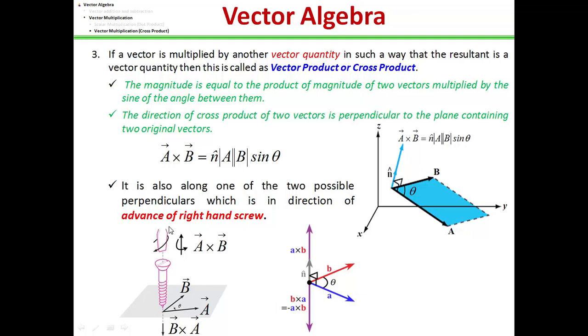and the magnitude is equal to the product of the magnitudes of the two vectors multiplied by the sine of the angle between them. The direction of the cross product of two vectors is perpendicular to the plane containing the two original vectors. a cross b is equal to n cap mod of a mod of b sine theta. n cap is basically a unit vector in the direction perpendicular to the plane containing the vectors, that is basically the resultant of a cross b.